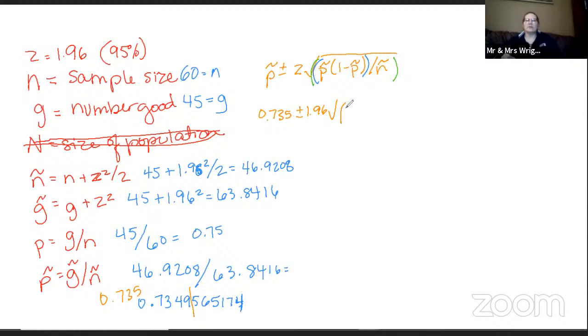So when you plug this into your calculator, you're going to have parentheses, parentheses, and then you're going to put your adjusted P, which is 0.735. And then you're going to open parentheses again, and then 1 minus 0.735. And then that's the first close parentheses, and then we need this blue one too, so that's a double close parentheses, divided by our adjusted N, which is 46.9208. And then you're going to need to close that off.